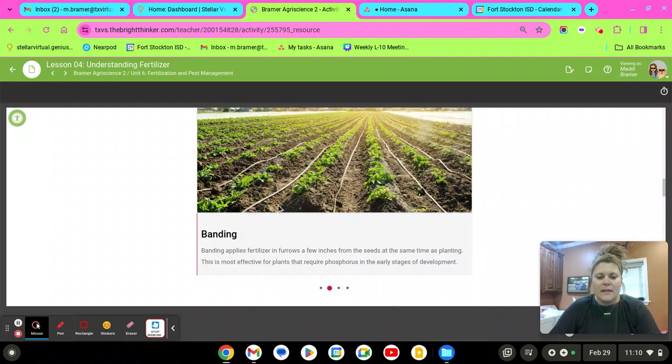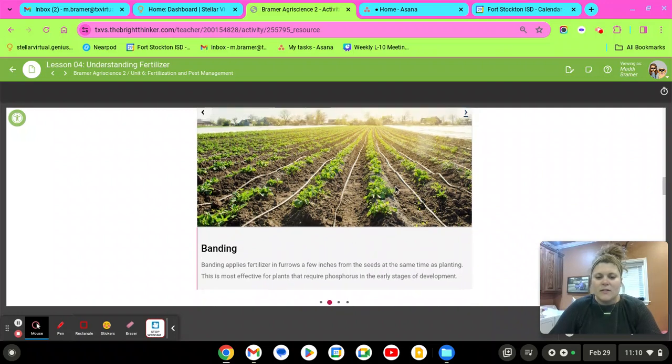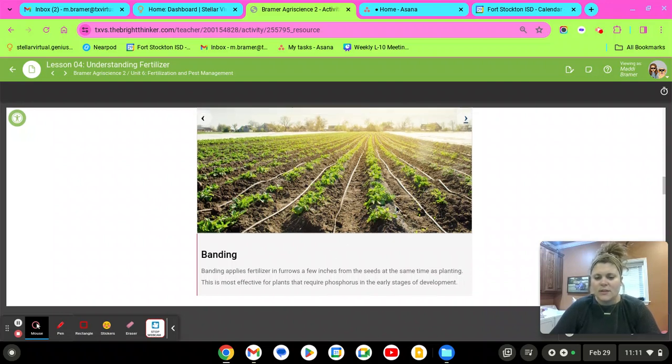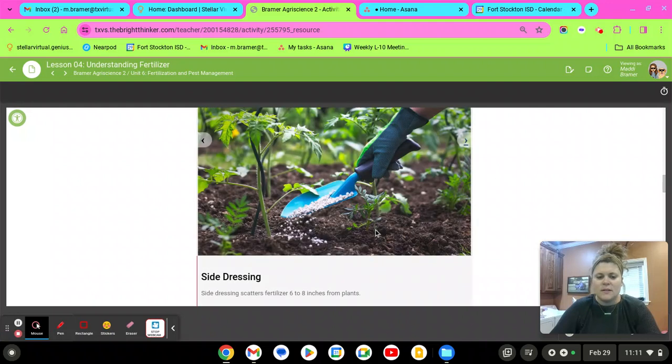And then there's banding. Banding is where, see how they have these long strips in the middle of the rows? So that's where they apply fertilizer in furrows a few inches from the seeds, so not directly on the seeds, at the same time they plant them. It's most effective for plants that require phosphorus in their early stages.